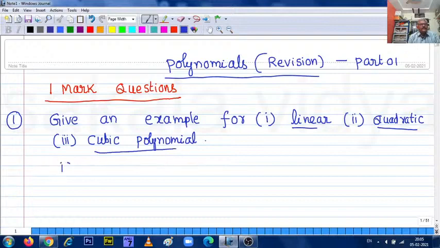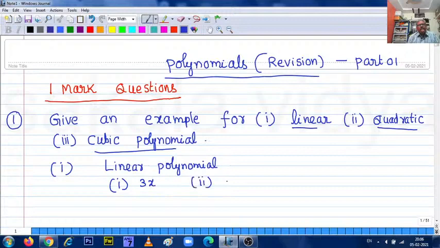So first question, example for linear polynomial. You can say 3x. One example is enough, but one more also I will give, 5x plus 3. One more example also, ax plus b. This form is called linear polynomial. You are asked one example, but I have given 3 examples. These are the examples for the linear polynomial.